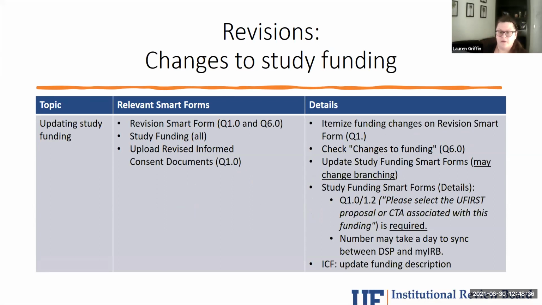Study funding, this is something that is a fairly common type of revision. So there's the specific study funding smart forms, and then the informed consent documents often need to be updated too. And again, all of this is in general. There are obviously study specifics that may or may not be applicable, but the idea is to have an overview of things that might need to be changed.